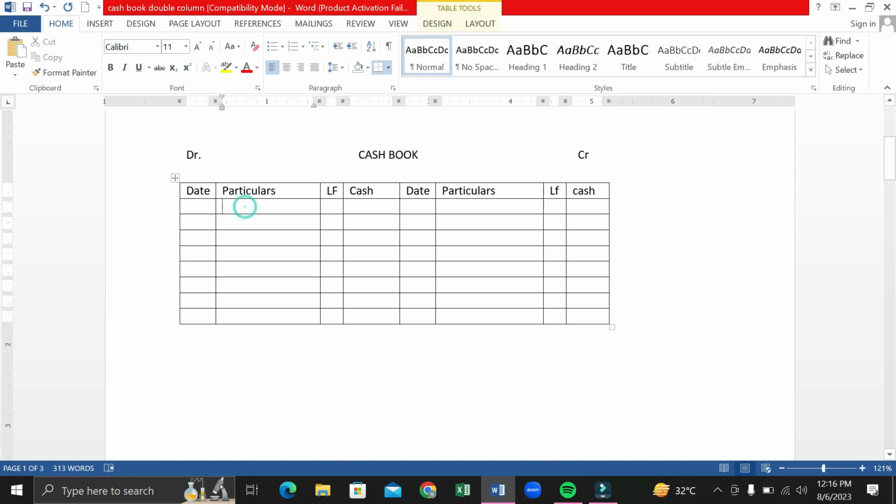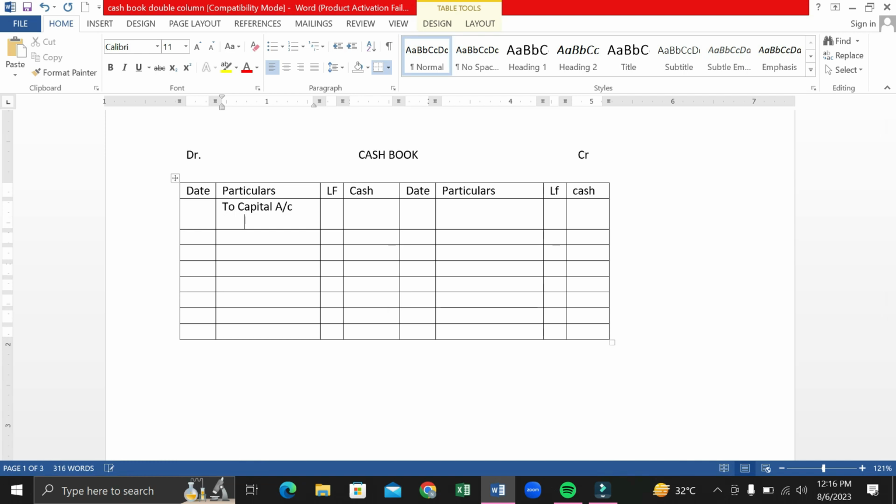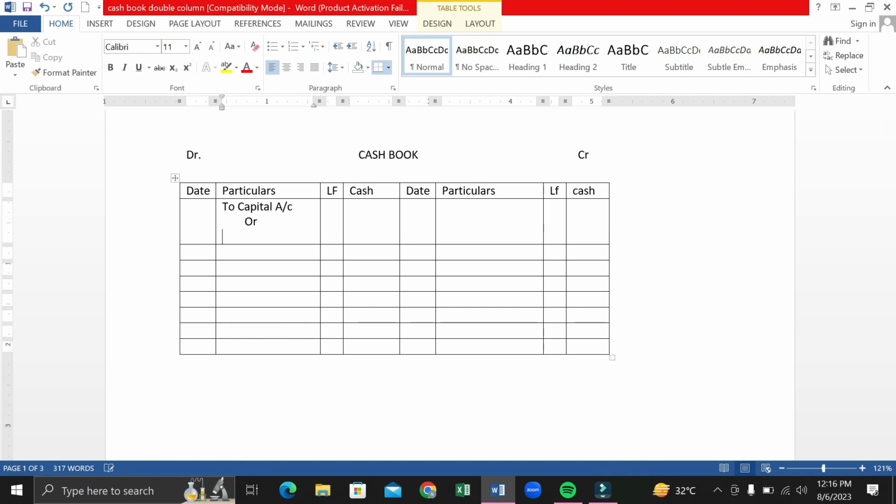The first one is, it could be mentioned in your question, started business with cash. So cash will come in a business in the form of capital, so we could write in the debit side as to capital account. On the other hand, it will be given in the question, the balance of the cash is this one, so we will write here as to balance brought down. Either the value of the capital or the opening value will be given in a question.